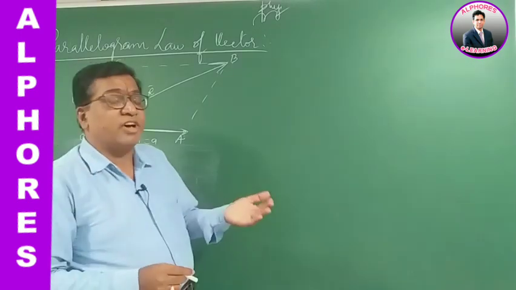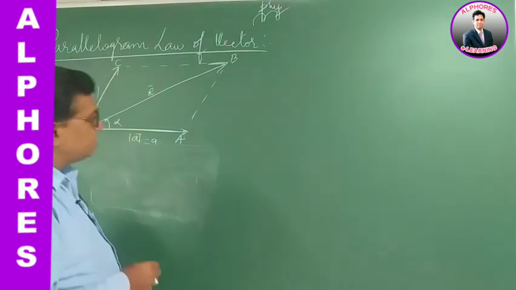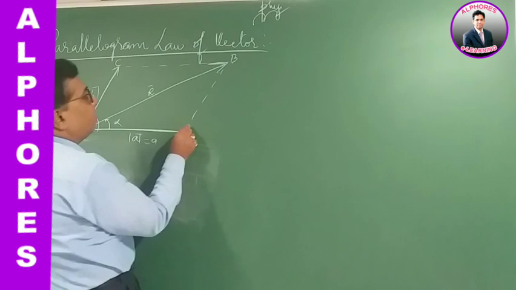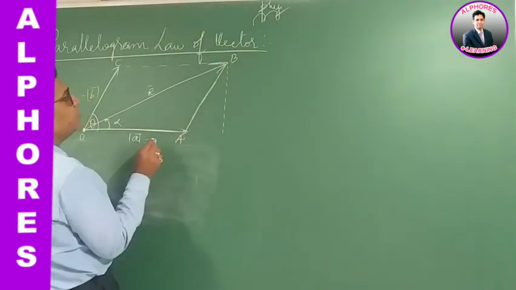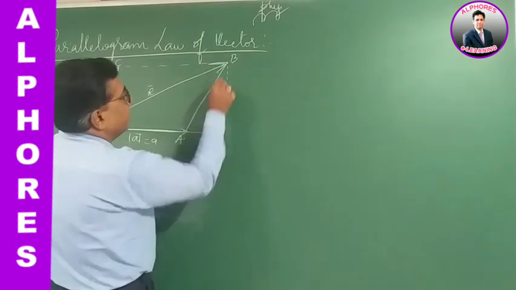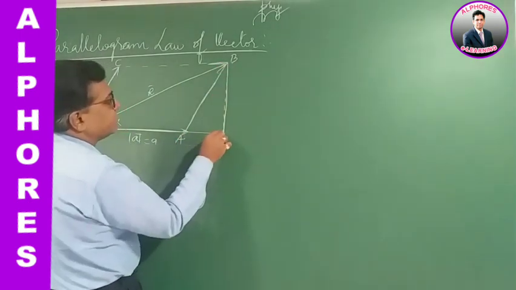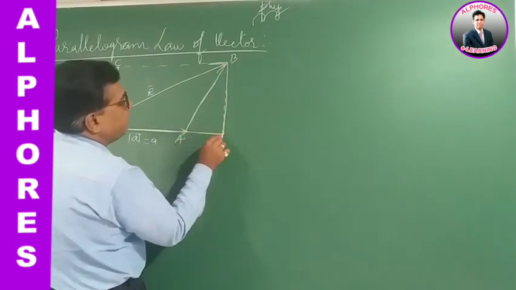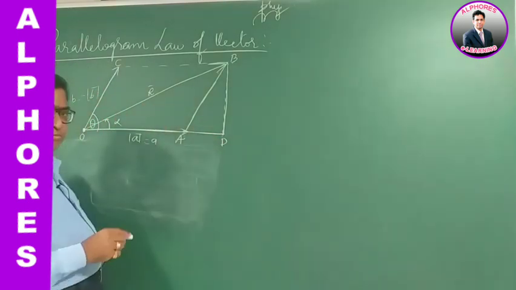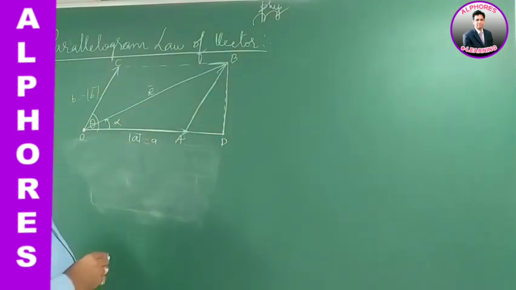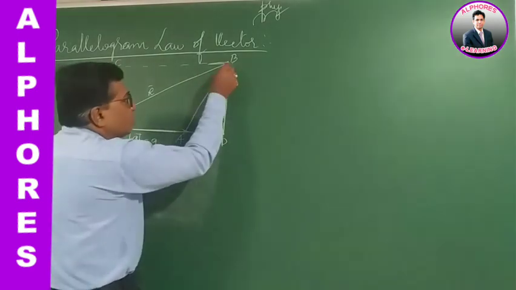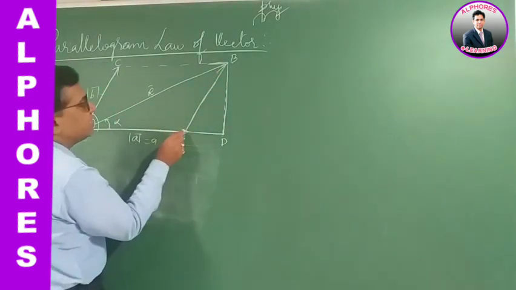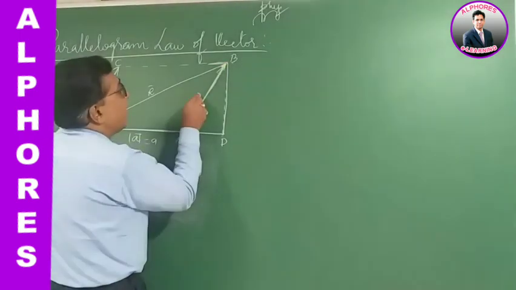Now to derive the formula for the resultant, let's make a small construction here. Drop a perpendicular from B and extend OA; both meet at a point D. Now from this parallelogram OABC, OC and AB are both parallel and equal, so I shall consider AB also as B bar.